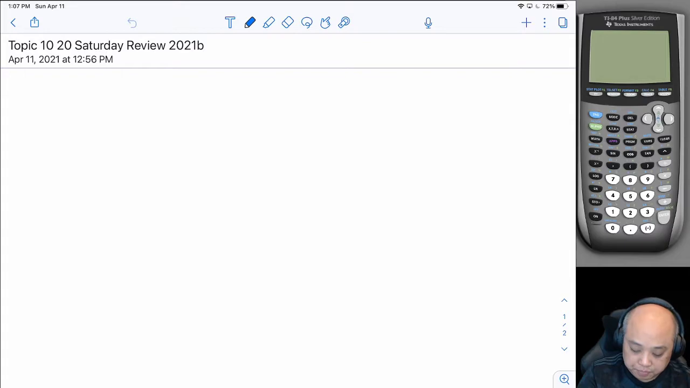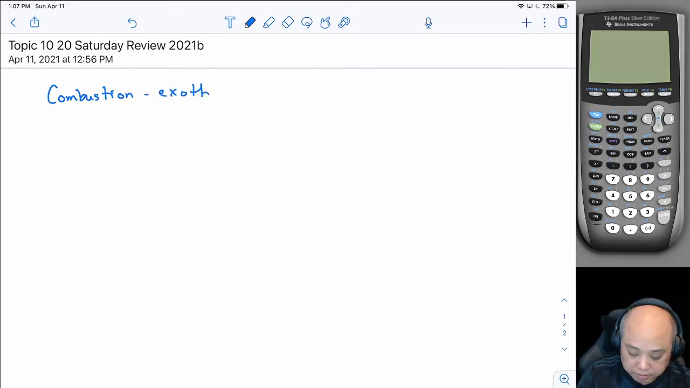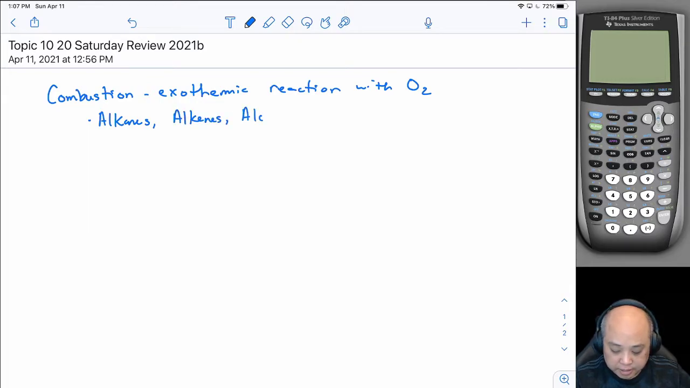And the first thing we're going to do is combustion. Okay, so combustion is essentially our exothermic reaction with O2. So this can apply to any organic compound throughout the entire unit. Generally, we focus on this with alkanes, alkenes, and alcohols. Those are the main classes of compounds that we deal with combustion reactions in here. But they can work with any type of reaction.